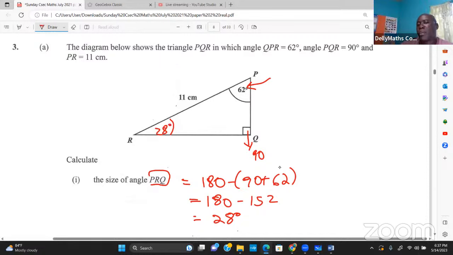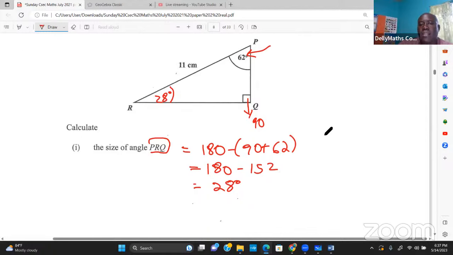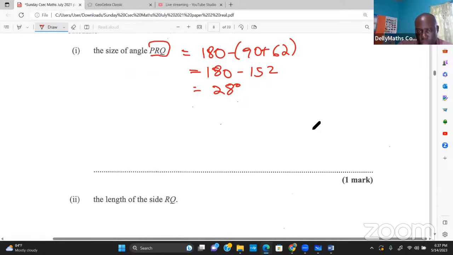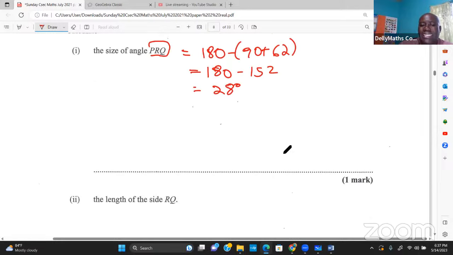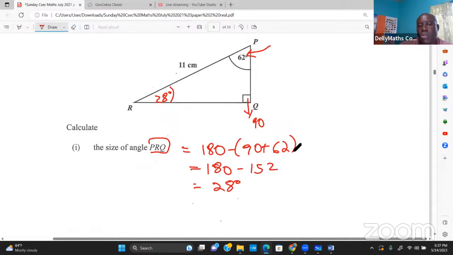All right. A lot of people doing all sorts of trig and stuff. Don't stress yourself out. We have 3 angles. We got 2. We find the third one easily. Geometry. Now the length of the side RQ. Take a look. We want to find RQ.